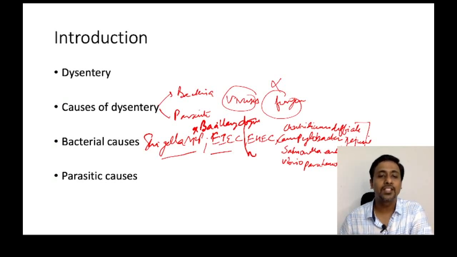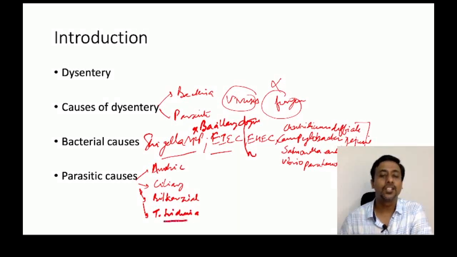Now coming to the parasitic causes of dysentery. There are 4 parasitic causes of dysentery. One is amoebic dysentery, one is ciliary, one is bilharzial, and one is dysentery due to Trichuris, which is an intestinal nematode.